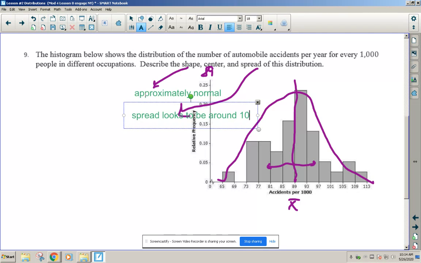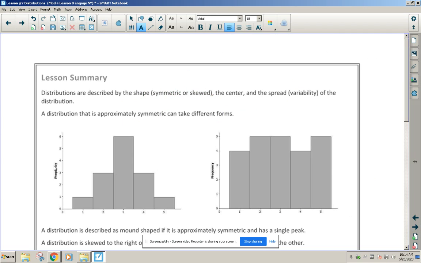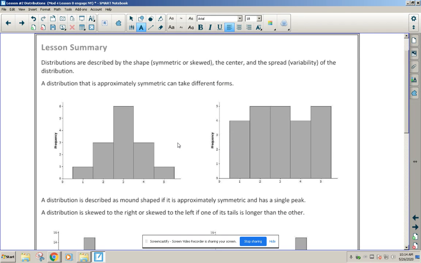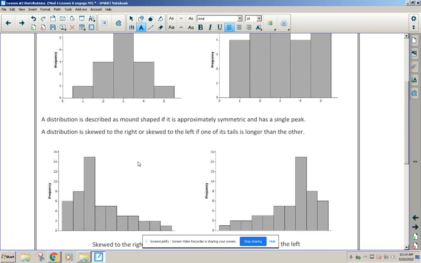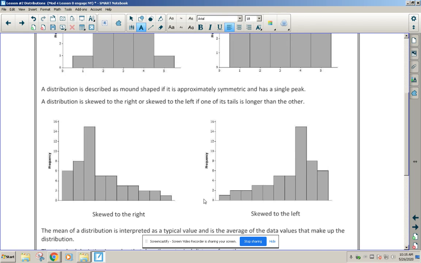So right now, these aren't perfect. These are just looking and trying to get a feel for the shape and the spread of data. So when you are looking at these kinds of problems, there's a summary here. This would be an approximately normal spread, and it's a nice mound. And here you're skewed to the right, and here you're skewed to the left, because this is where you would have your tails.